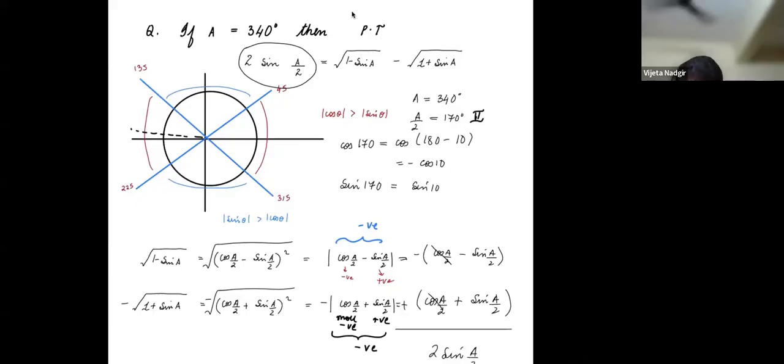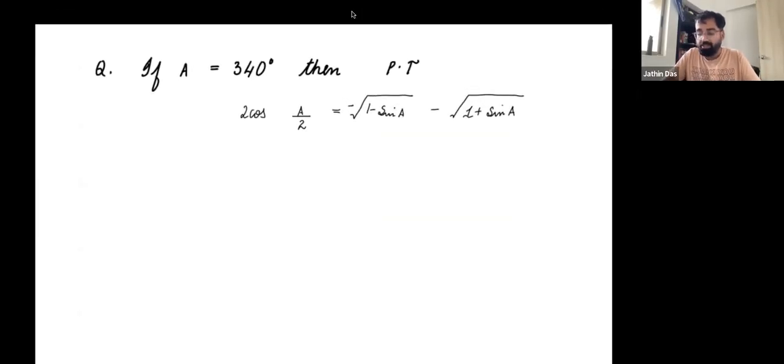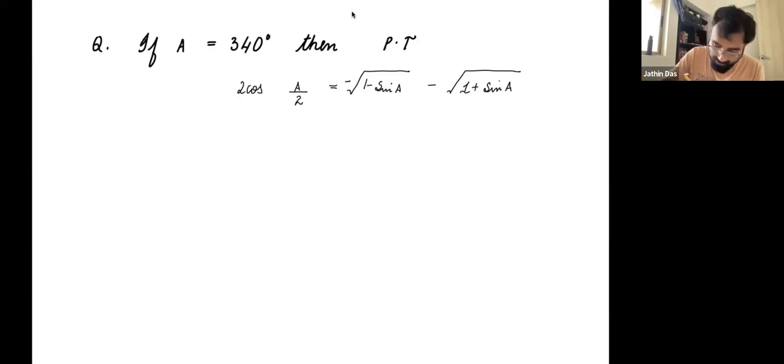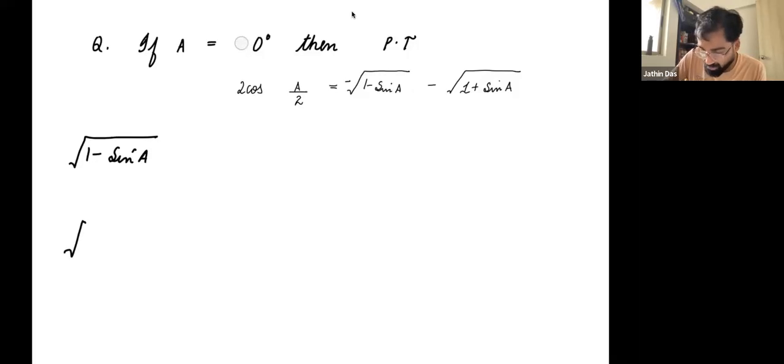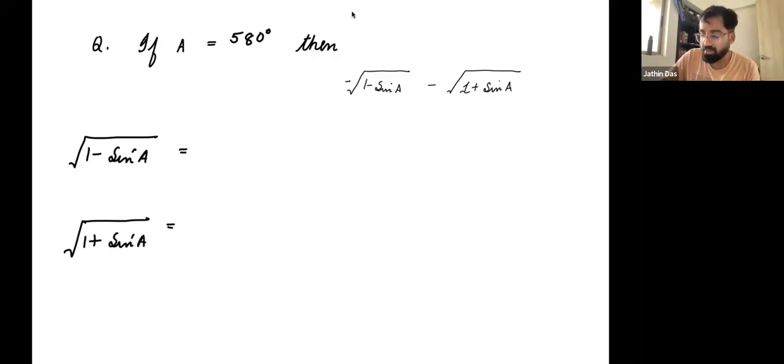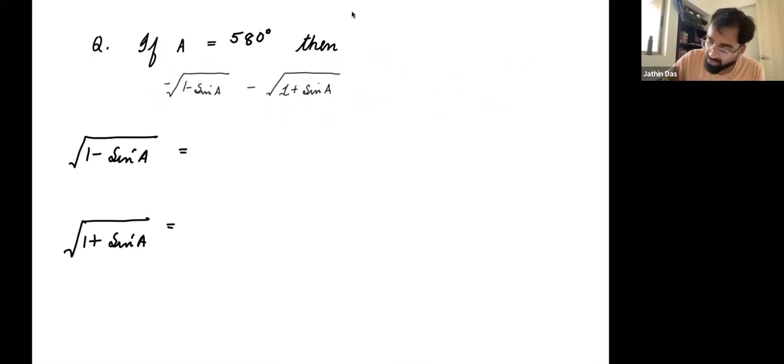Okay. Done. Okay, try this. First, you tell me 1 minus sine A. Wait, one second. Do one thing. 580 degree. Okay. Tell me the value of this. What will be the value of this? That's minus root of 1 minus sine A.